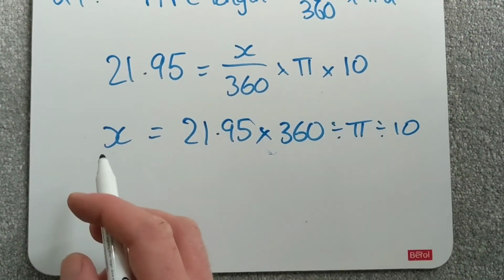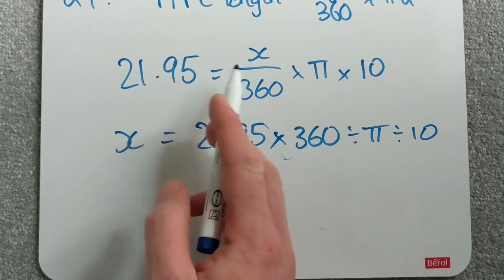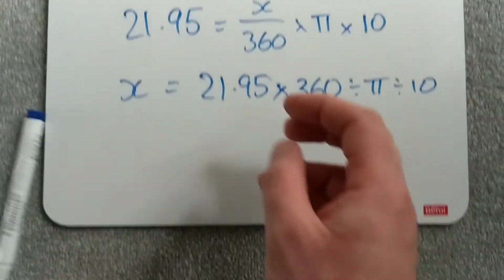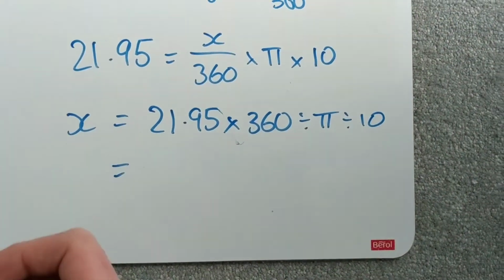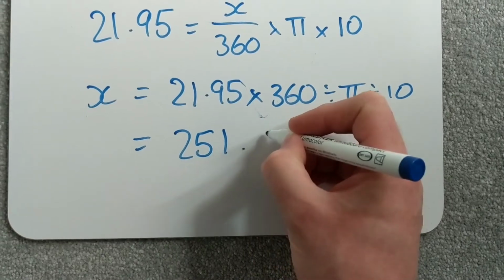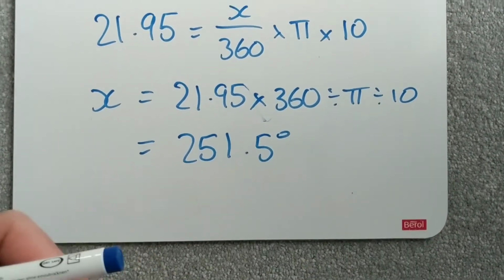And so you've now got x on its own. So you times the 360 up, because it's divide. You divide the pi and you divide the 10 over, because they're times them. And if you do that calculation, then your answer is 251.5 degrees. So that's question 4.